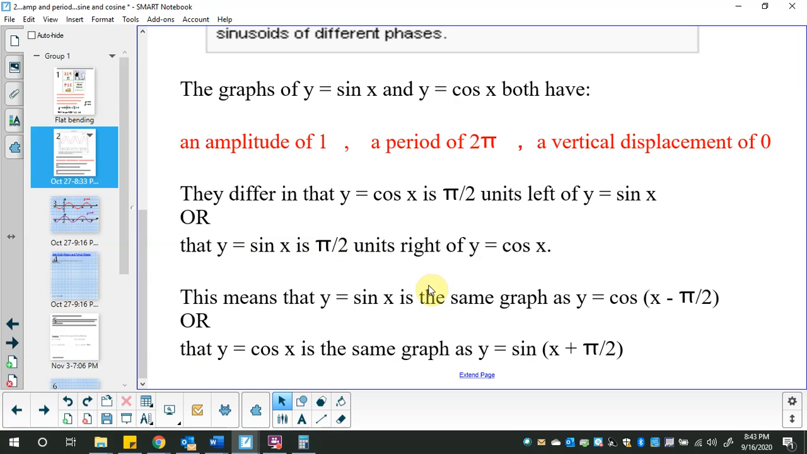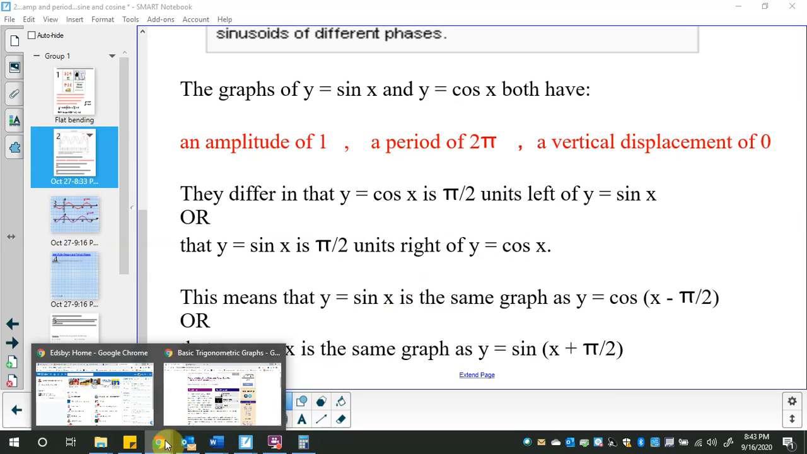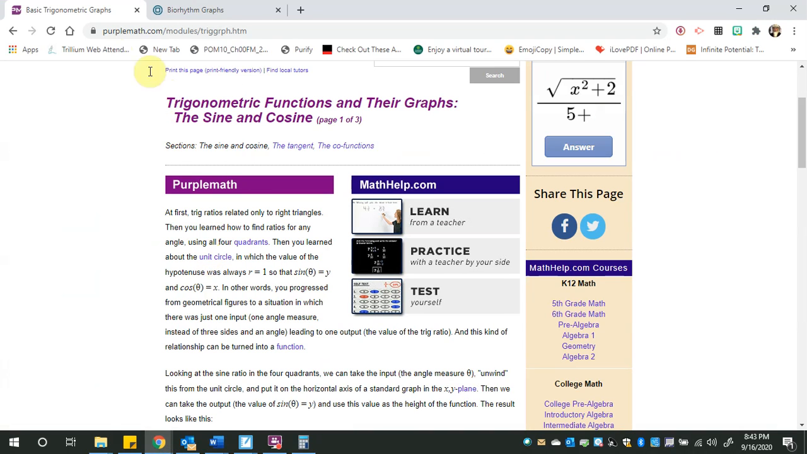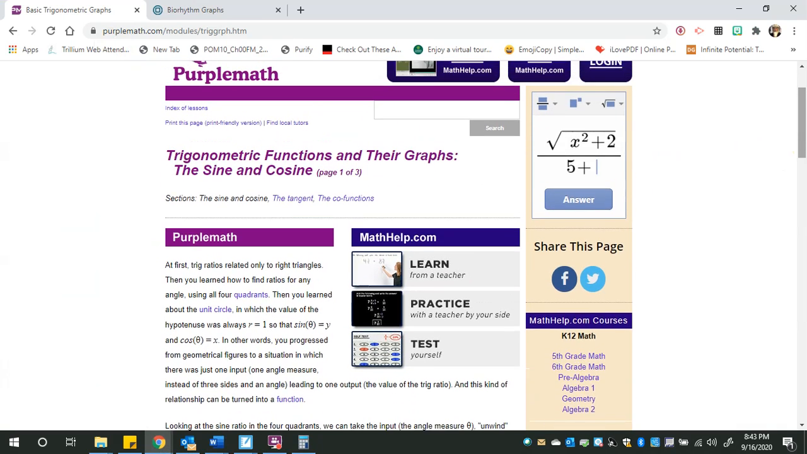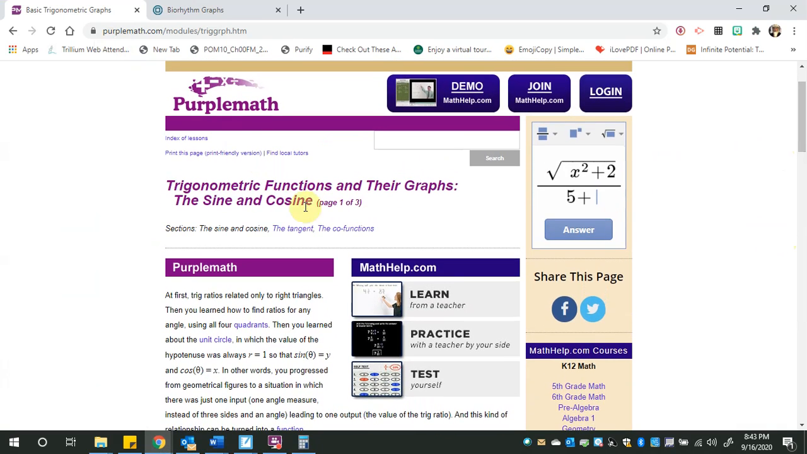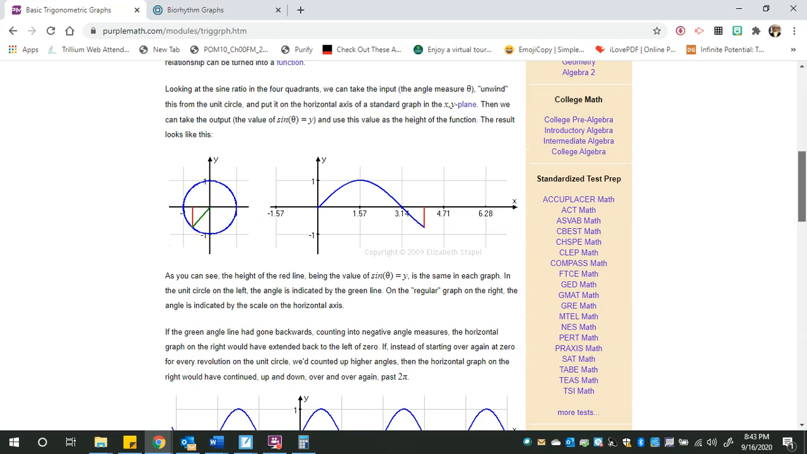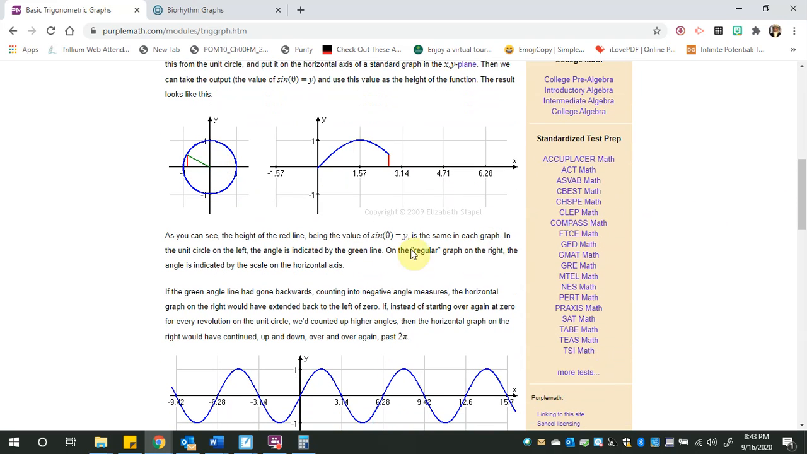So what I want to do is show you that one website, the first link from the last page, because there is a graphic here. And by the way, if you ever in the future need any help in math, Purple Math is a good one. Here is a picture, and I'm sorry I can't slow it down, but it starts there, and it does its thing.